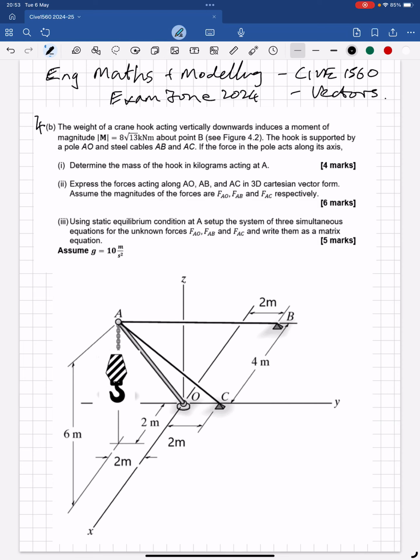Right, I'm going to carry on going through this Engineering Maths and Modelling CIVE1560 June 2024 exam question on vectors, and this is question 4b. It's a question using vectors to do mechanics, to take moments, to represent forces in terms of vectors. Very typical, so pay attention because it's got many of the features in many questions that you'll see in an exam.